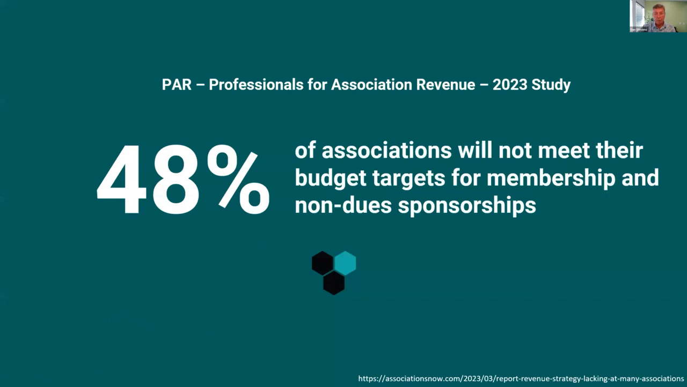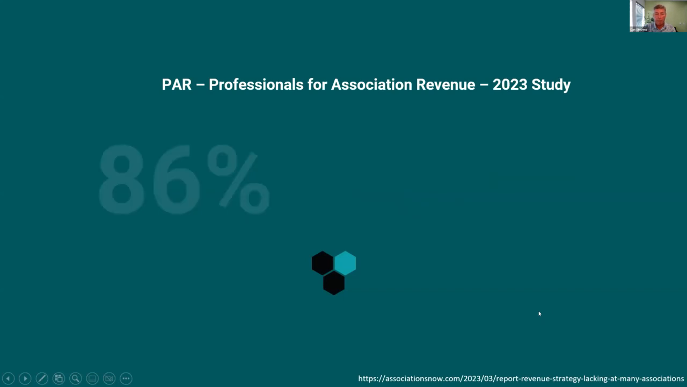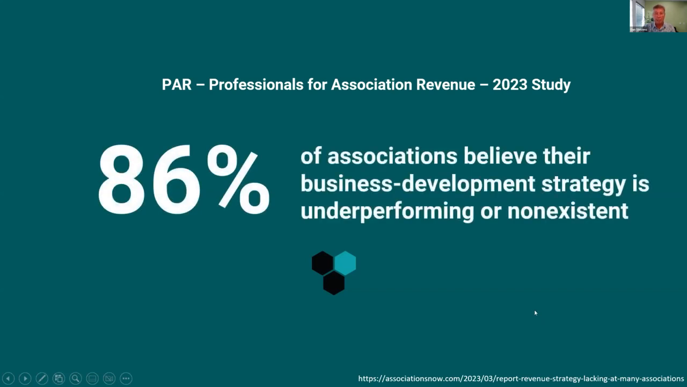But Professionals for Association Revenue just did a study not that long ago. And it was surprising when we look at these numbers that almost half of associations said they won't meet their budget targets for both membership and non-dues revenue. That's pretty scary. Even worse, 86% of them believe their business development strategy is underperforming or non-existent.